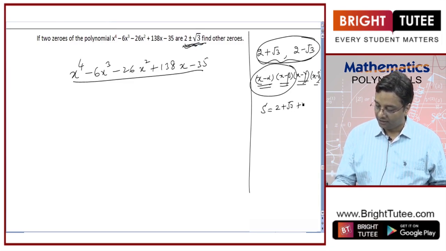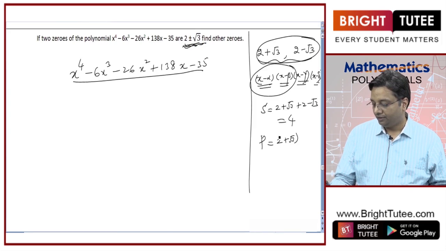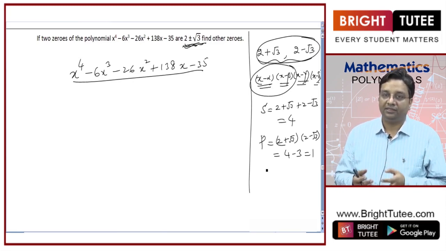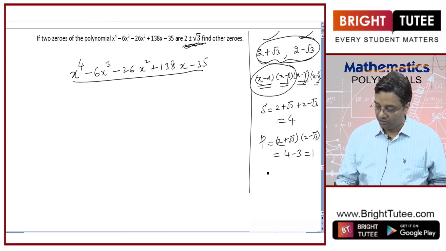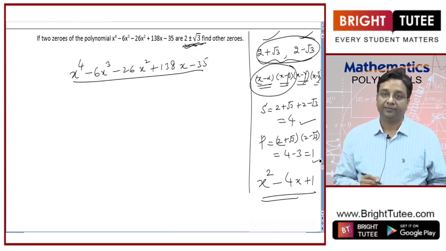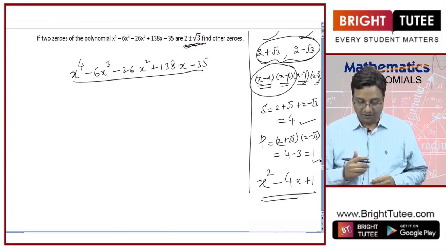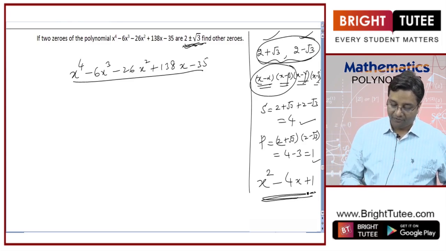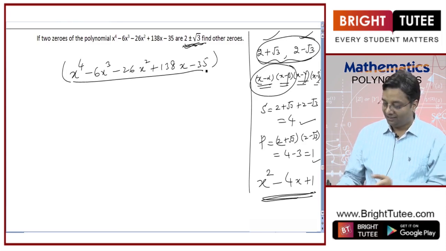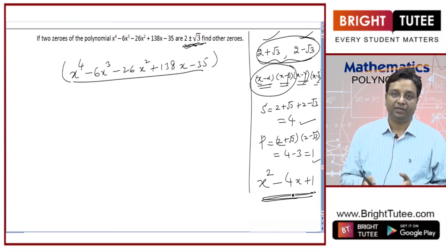So considering these two zeros, what is the sum of these two zeros? 2 plus root 3 plus 2 minus root 3, which is equal to 4. And what is the product? 2 plus root 3 into 2 minus root 3, which is equal to 4 minus 3 equal to 1. So a quadratic polynomial consisting of zeros 2 plus root 3 and 2 minus root 3 will be x square minus sx plus product, that is, x square minus 4x plus 1. So now this quadratic will completely divide this one, okay? Why? Because it is a factor of this biquadratic.